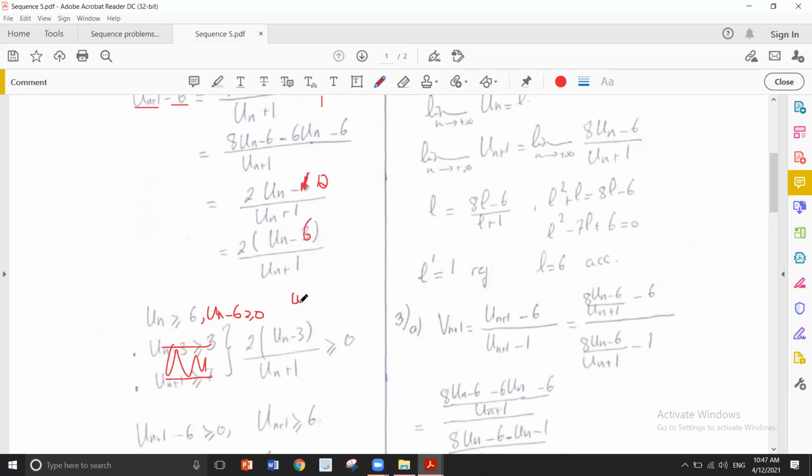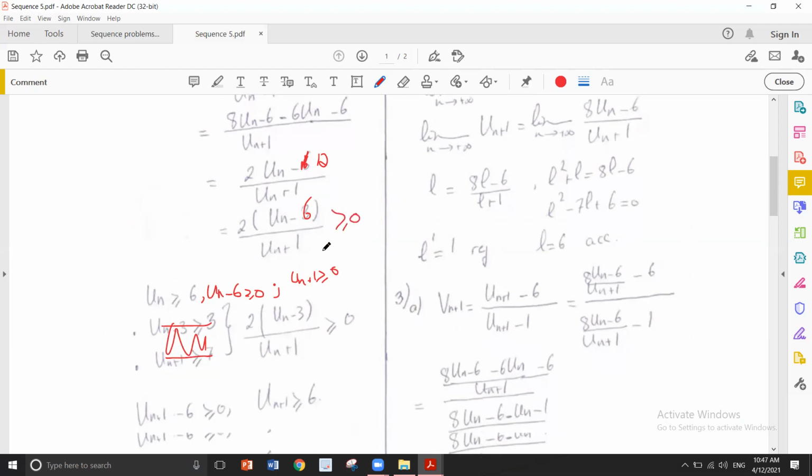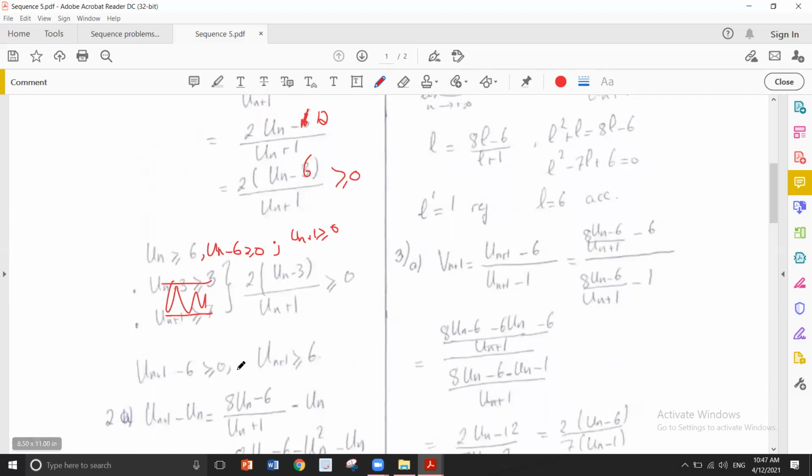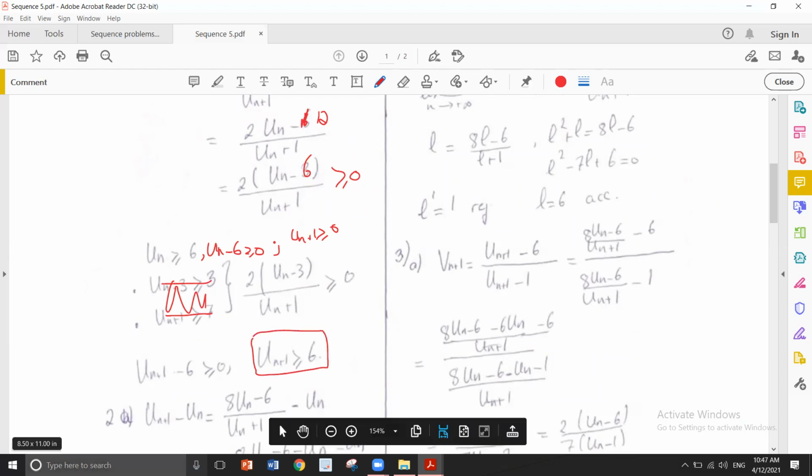Un plus 1 is also positive. Un plus 1 is greater than or equal to 7 when it is positive. This gives greater than or equal to 0, which means un plus 1 minus 6 greater than 0. So un plus 1 is greater than 6. So un is bounded below by 6.